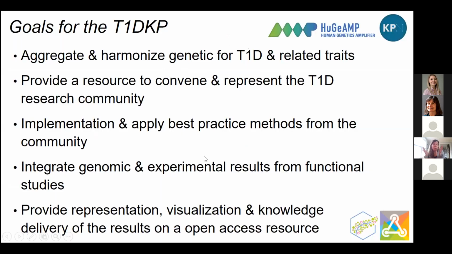All right, excellent. Our goals for the type 1 diabetes portal are very straightforward, very similar to what we've had with the other portals: to aggregate and harmonize genetic data, which Suna was speaking of, for type 1 diabetes and its related traits. Provide a resource to convene and represent the type 1 diabetes community. I've learned that there is a whole set of investigators who have worked together in many places, but having a place for them to represent their authoritative data, vetted by them and represented the way they want, is really what we want to be doing with the type 1 diabetes knowledge portal. We want to implement and apply the best practice methods from the community and represent that on the portal.